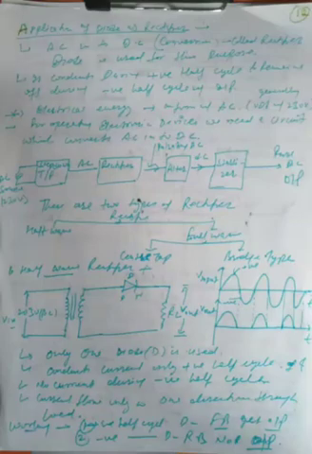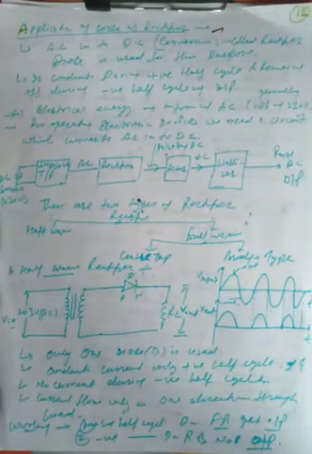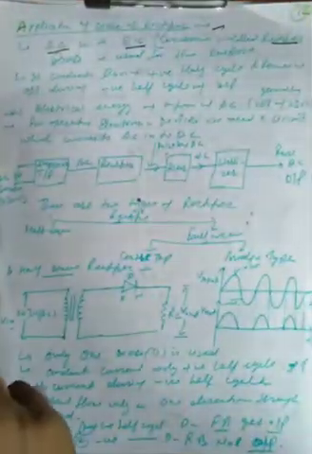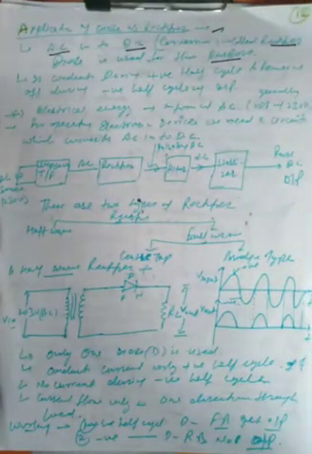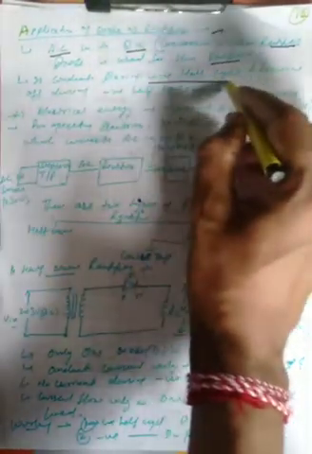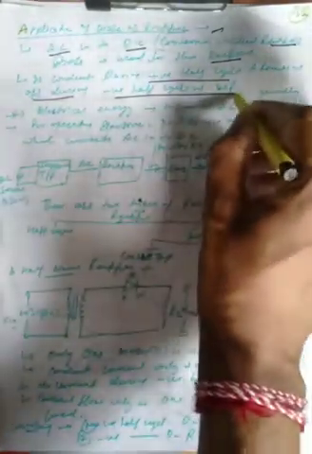Good morning students. Today's topic is the application of diode as a rectifier. The function of a rectifier, which converts AC into DC, is known as rectification. Diodes are used for rectifier purposes. A rectifier basically conducts during the positive half cycle and remains off during the negative half cycles.